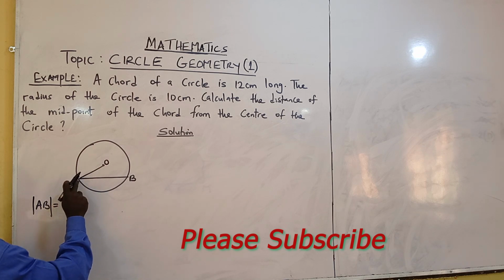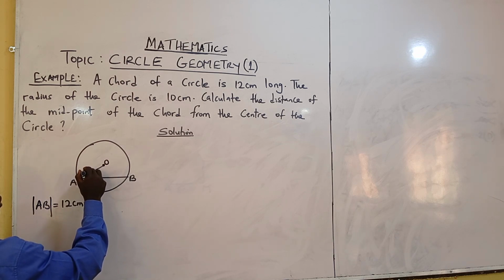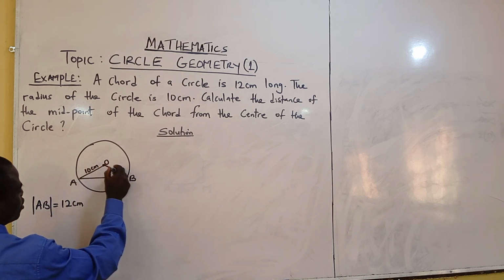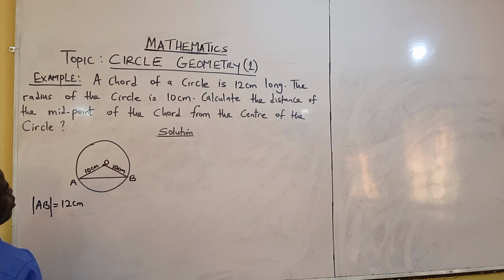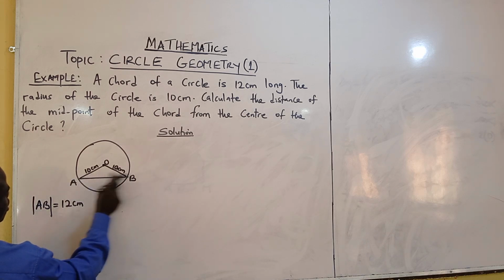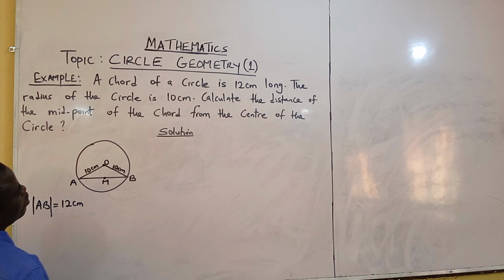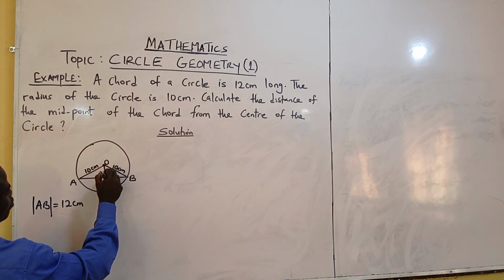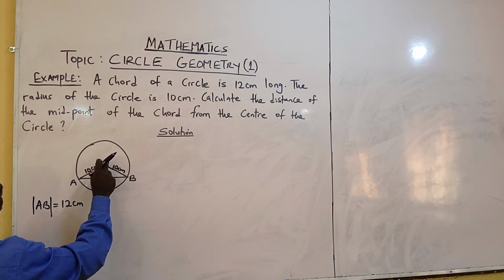From the circumference to the center is the radius, and it is given to us as 10 centimeter. And if this is 10 centimeter, the other side will also be 10 centimeter. And you have to calculate the distance of the midpoint of the chord. The midpoint of the chord, let's take it to be M. This is the midpoint, the center of the chord. We want to calculate the distance of the midpoint of the chord from the center of the circle.